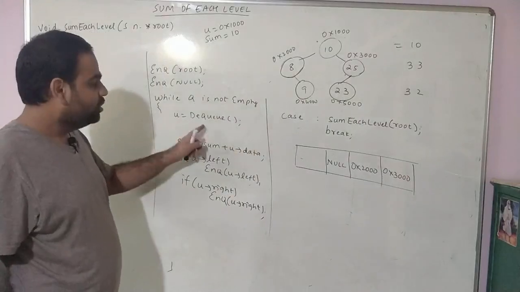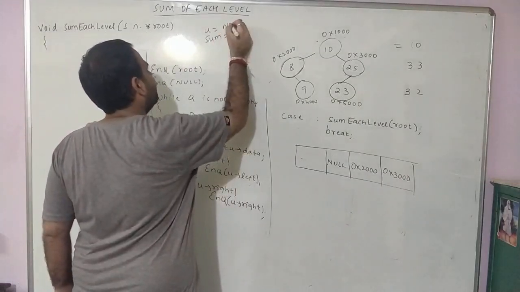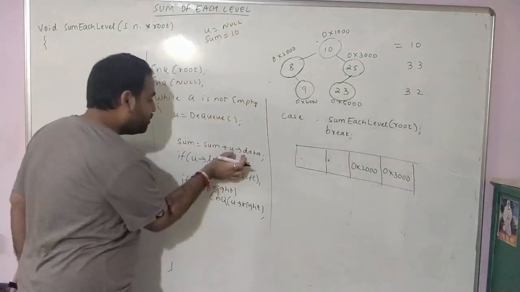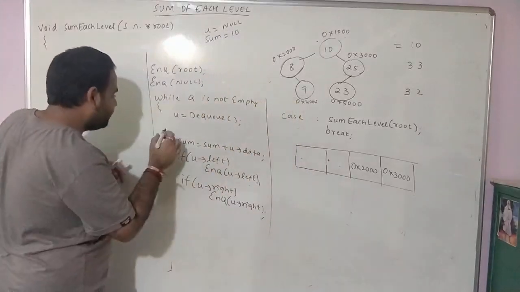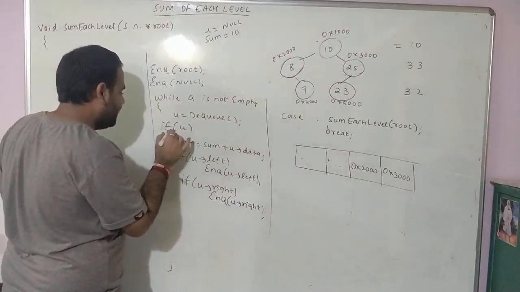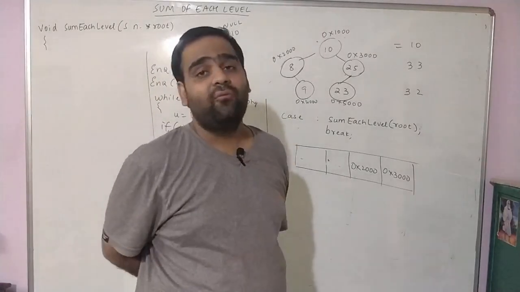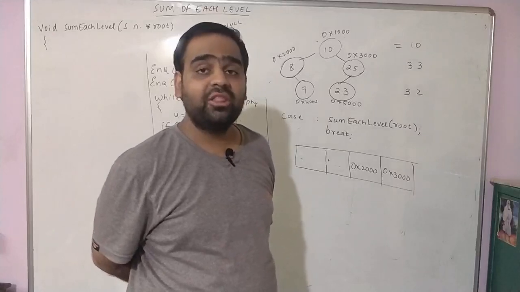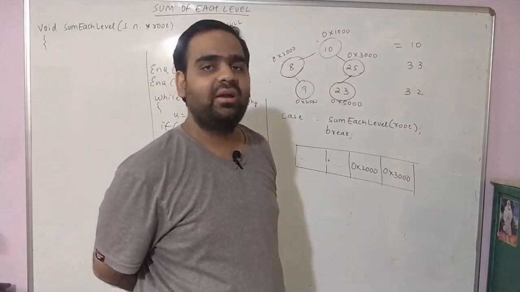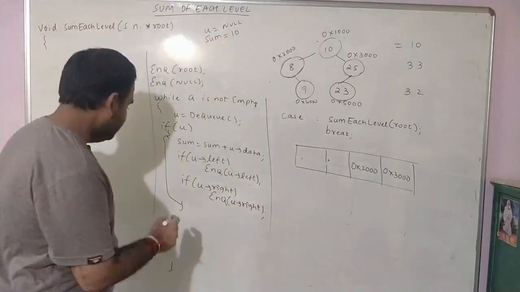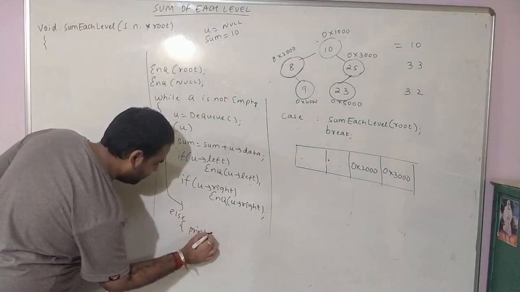Q is not empty. Yes, u is equal to dq. Now, when you dq, what do you get? You get null, right? Now, can you say null arrow data? That means a segmentation fault. Therefore, this part of the code has to be done if the value of u is not equal to null. If the value of u equal to null, what does it specify? It specifies that it is the end of the level, and if it is the end of the level, you print the value of sum. Therefore, what do I write over here? I say else you print the value of sum.